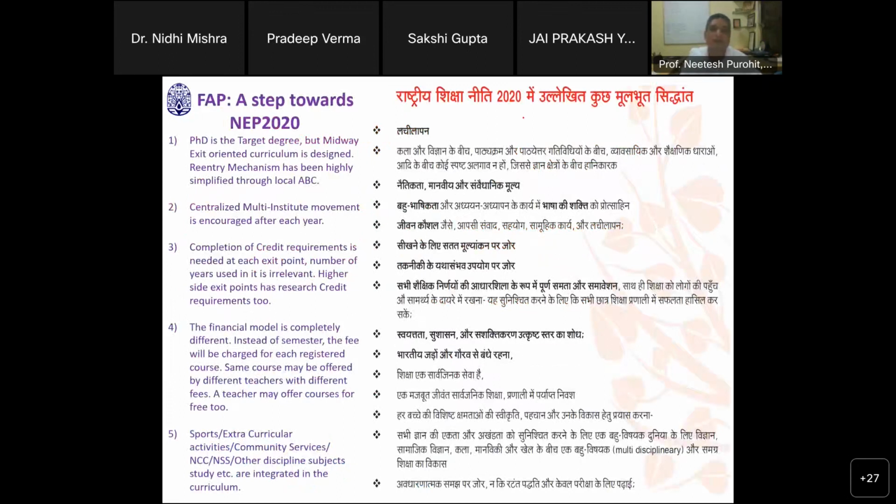So here I tried to place side by side the fundamental principles of the National Education Policy as written over there, and in the FAP how we have implemented this, or what are the main features of the FAP that you can see from here.